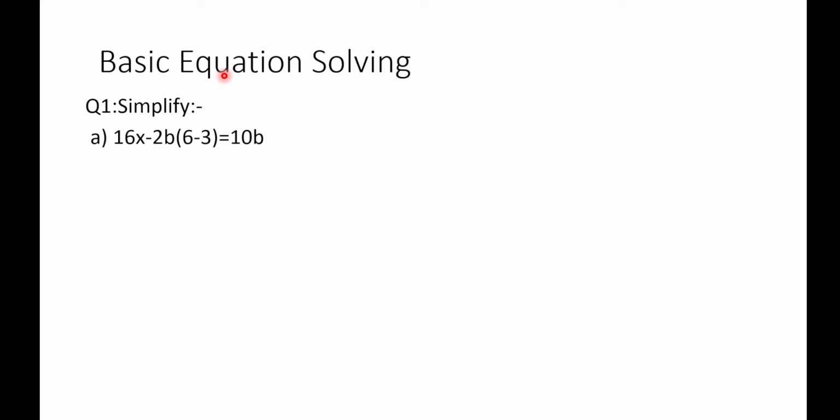The first question that we got here is simplifying the values. Here there are 2 variables, x and b. What we see here is a bracket, so we have to remove the bracket. Before the bracket, we're multiplying 2b, so this 2b is to be multiplied with both the numbers inside the bracket. Now we'll get to the answer in a while.